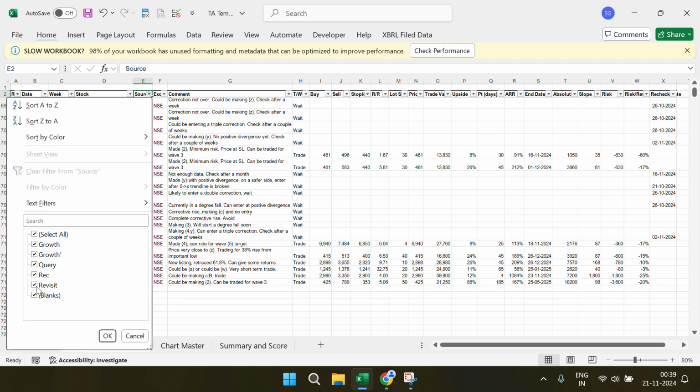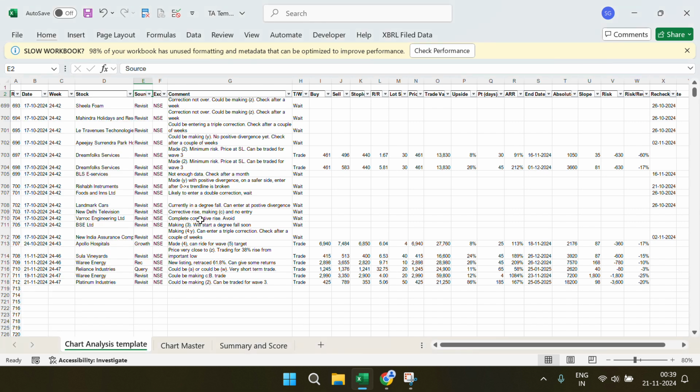There is revisit. It means that I had analyzed it some time back, and I said okay, I need to visit it again after 2 weeks. So when I visit again after 2 weeks, I call it revisit. It depends how you want to name it, how you want to call it. The idea is basically that you need to know the source, why you analyzed that stock in the first place.